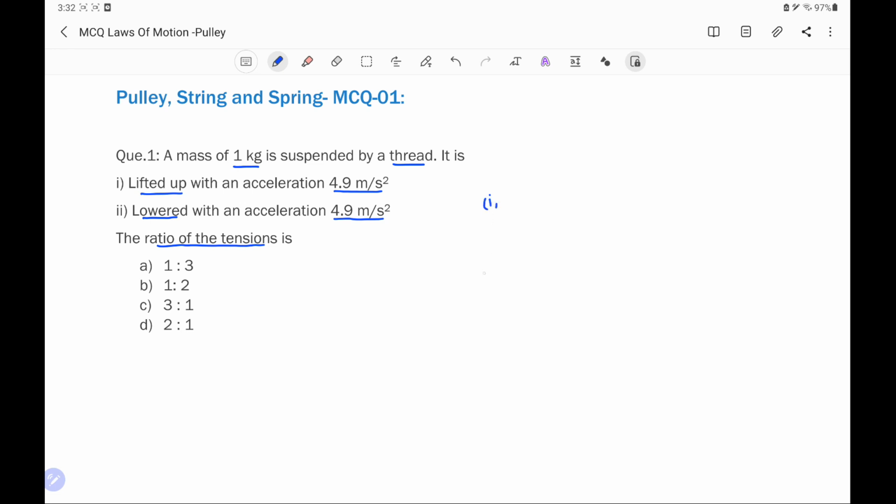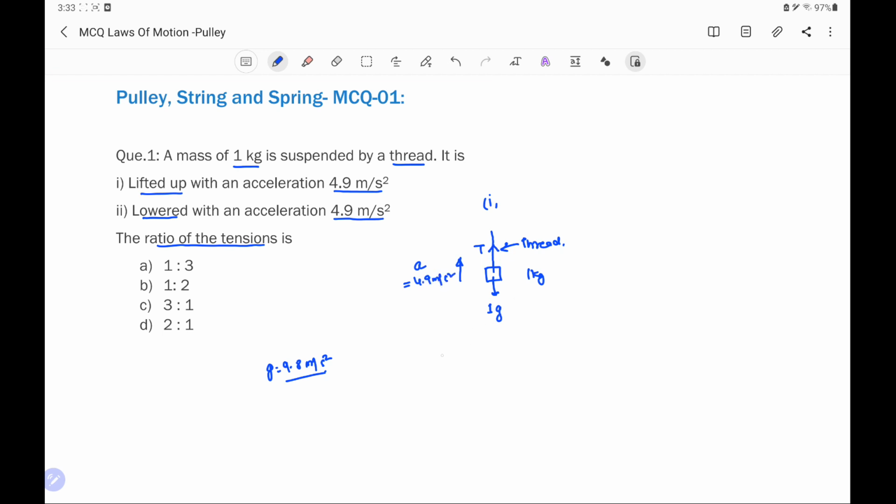In first case, mass of 1 kilogram, which has the weight due to gravity given by 1g, where g we can take say 9.8 meter per second square, and it is suspended from a thread, and because of weight this thread has a tension T, and overall this body of 1 kilogram is moving upward with an acceleration of 4.9 meter per second square.